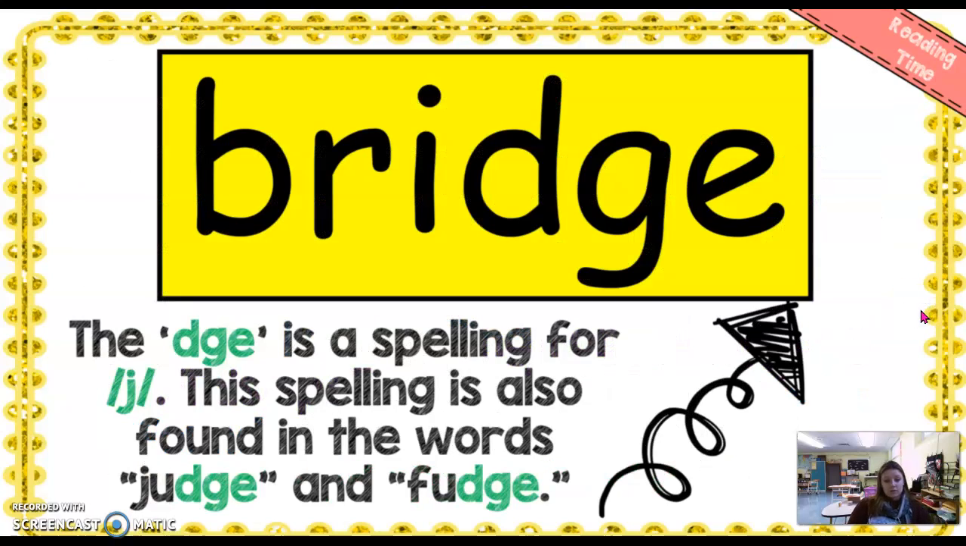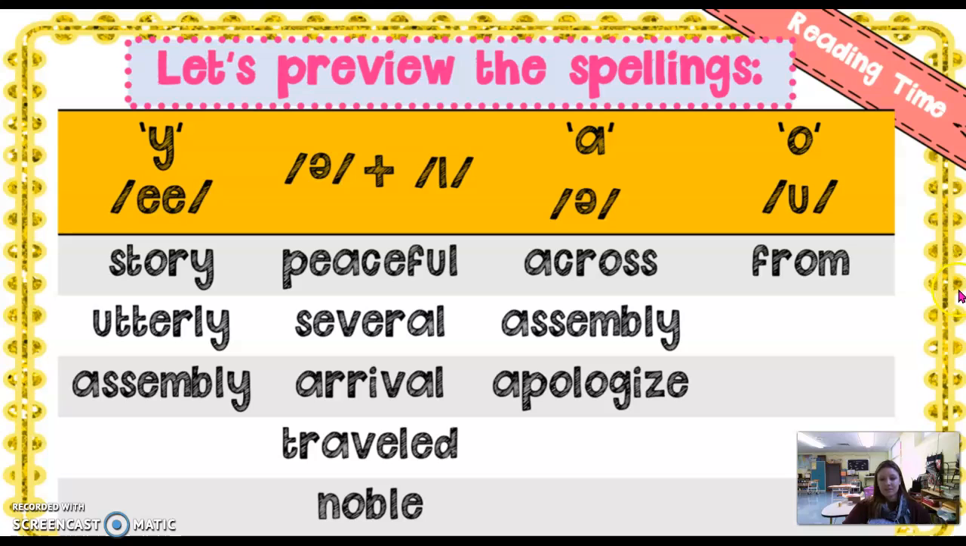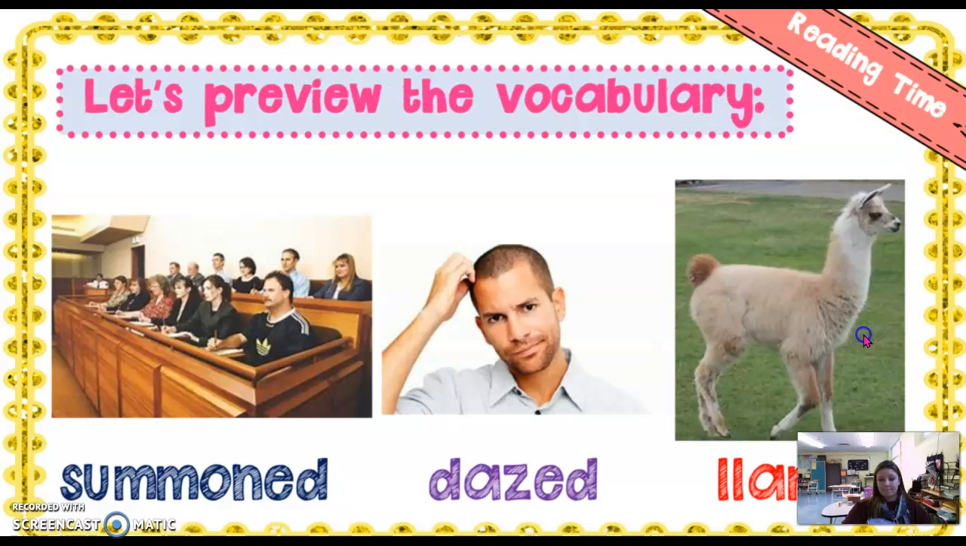So you're going to come to this word in the story today that says bridge. The DGE makes the J sound. We can also find that spelling in words like judge and fudge. Some spellings that you will come across in today's reading, you're going to read independently. We have the letter Y making the E sound: story, utterly, assembly. We have our schwa L words: peaceful, several, arrival, traveled, and noble. We have our schwa sound spelled with A: across, assembly, apologize. And then we have an U sound spelled with an O, the word from.